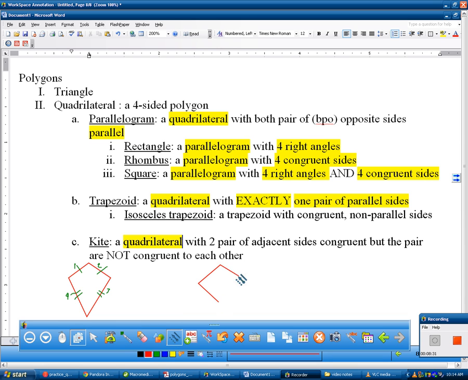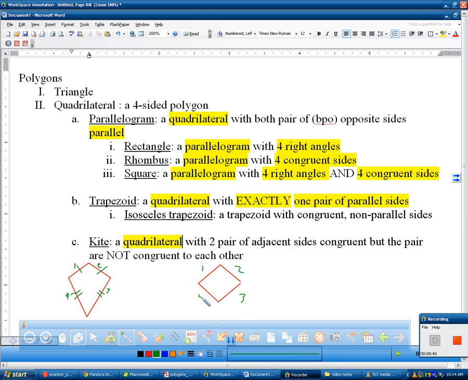This is the reason why you have to throw that in. Let's say sides 1, 2, 3, and 4 again. This is why you have to put this part right here. Let's say that I've got 1 and 2 congruent to each other. Is that good enough so far? And then I've got 3 and 4 congruent to each other. Is that good enough so far? Okay. But now what do you notice?